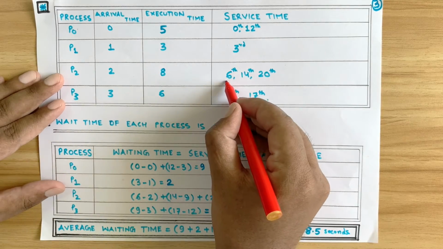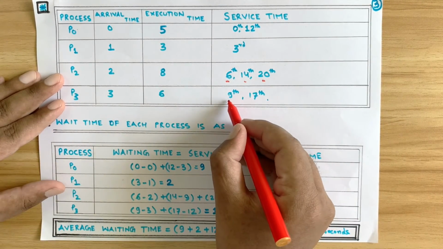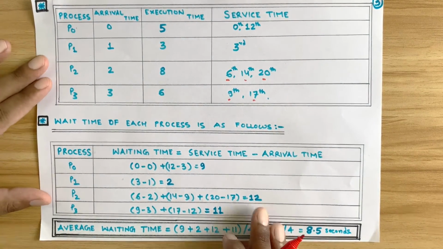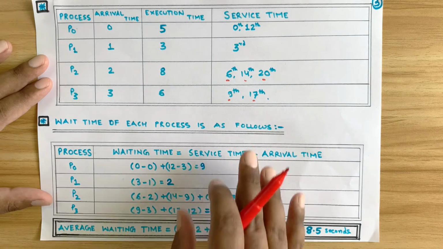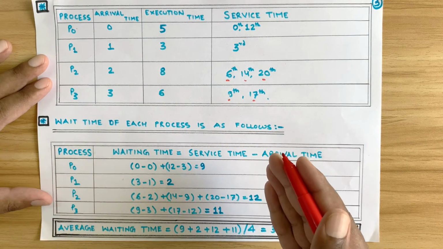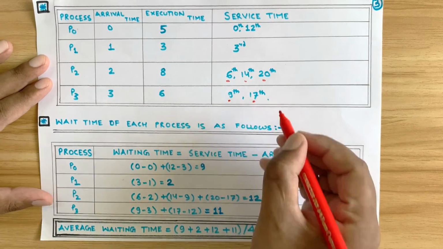P2 is given service at 6th second, 14th second and 20th second. P3 is given service at 9th second and 17th second, right? I have explained to you why there are multiple service times, since they are preempted after every 3 seconds. Quantum is 3 seconds, hence there are multiple service times for them.